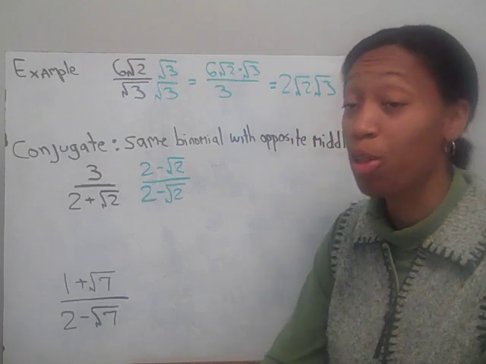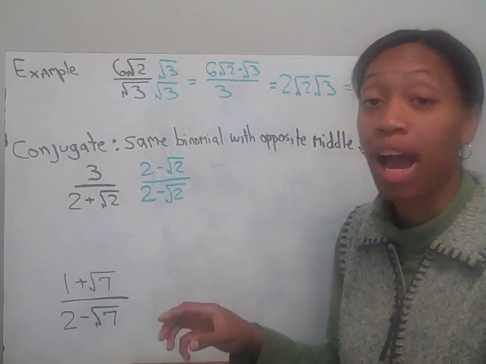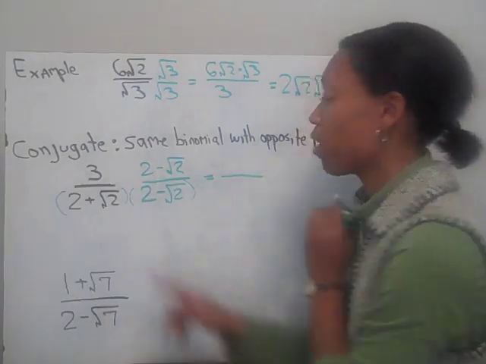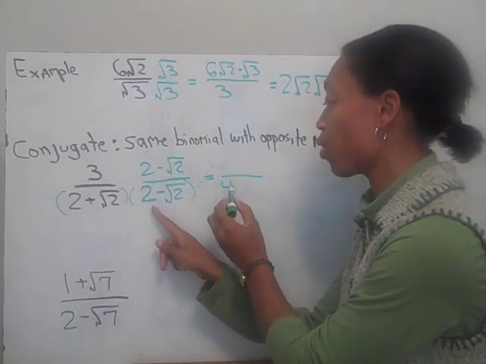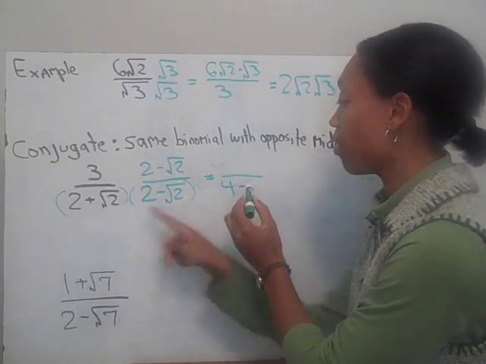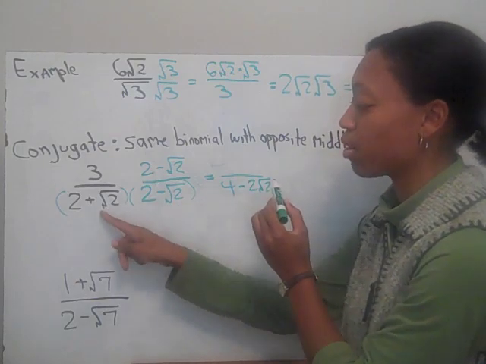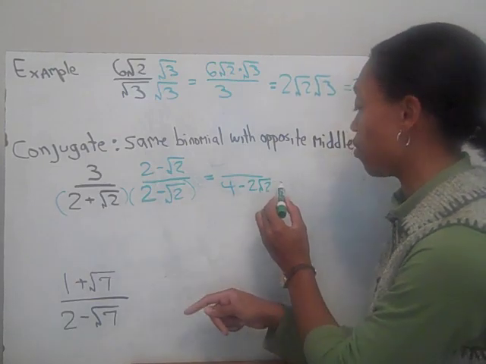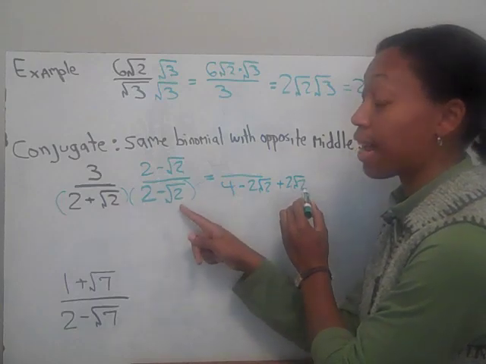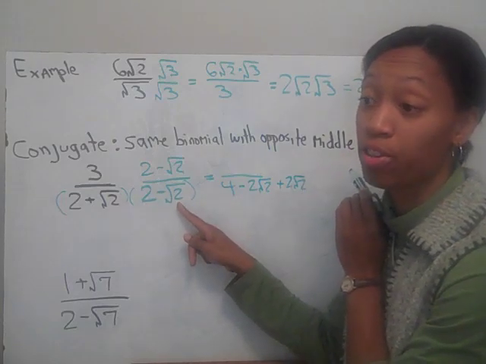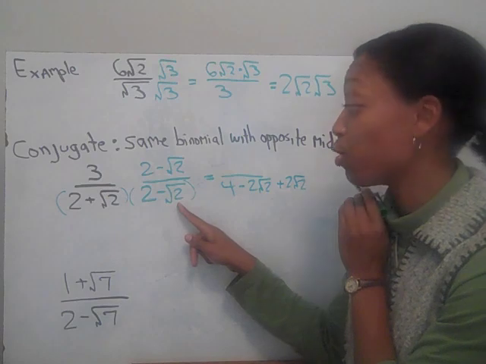So now in the denominator, we have to use FOIL. My first times my first is 4. My outer is 2 times negative square root of 2. The inner is 2 times positive square root of 2. And the last times the last is square root of 2 times square root of 2. That cancels to give me 2.